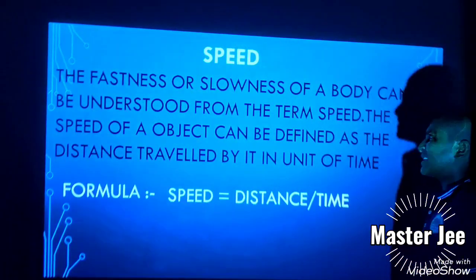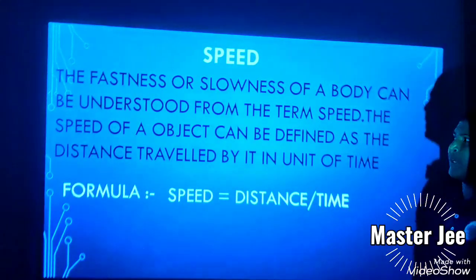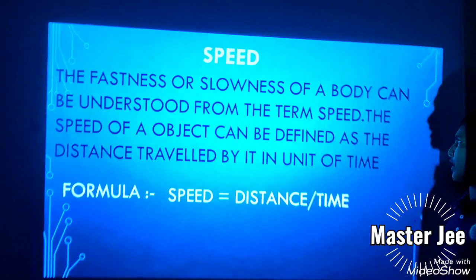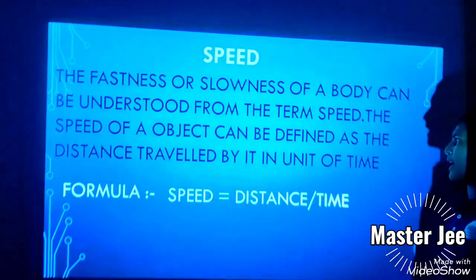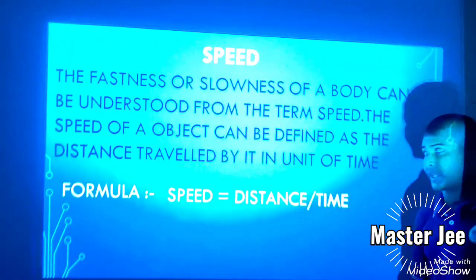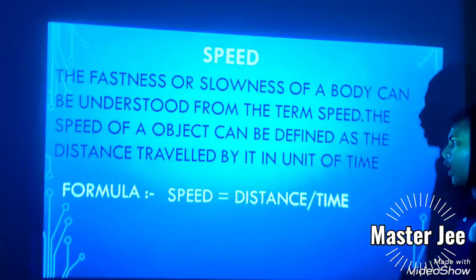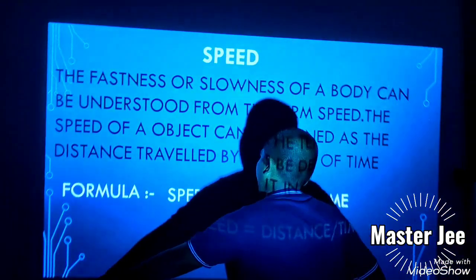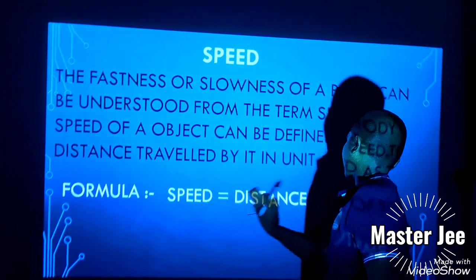Speed. The fastness or slowness of a body can be understood from the term speed. The speed of an object can be defined as the distance travelled in a unit of time. So the formula of speed is distance divided by time.